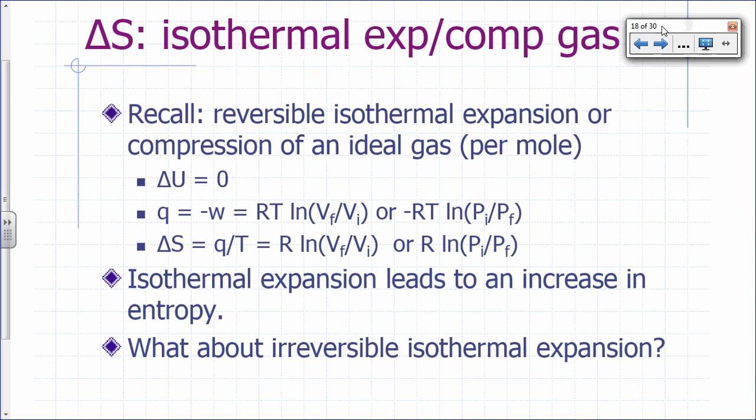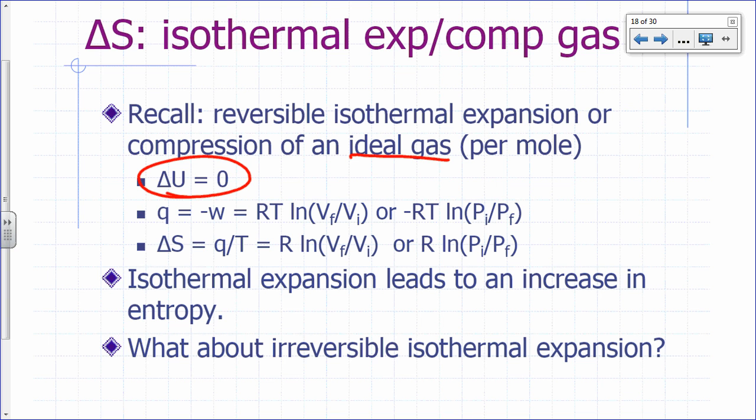Isothermal expansion or compression of a gas. Let's recall what the formula is for isothermal expansion or compression of an ideal gas. What's delta U? Ideal gas, 0, right? Isothermal, ideal gas, delta U is 0. So delta U is Q plus W, so Q must be equal to negative W.